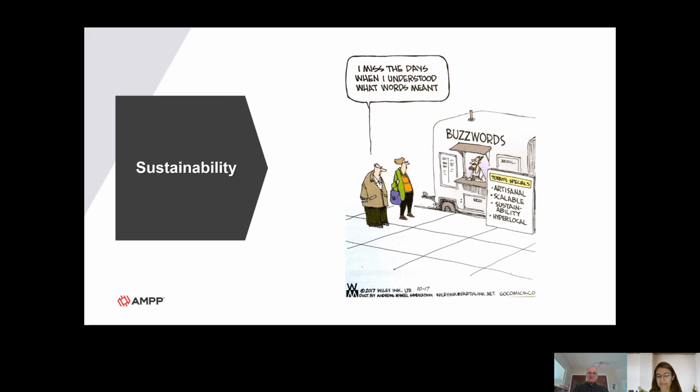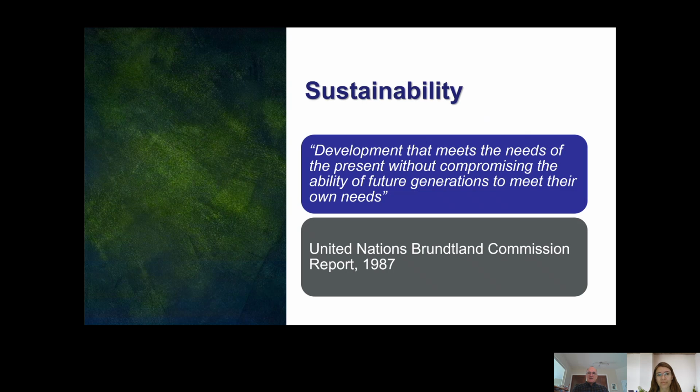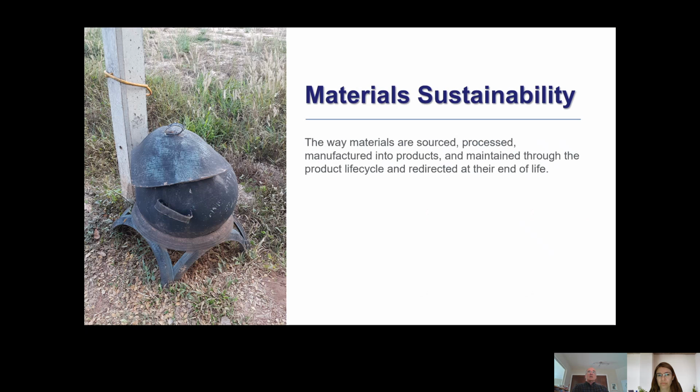Okay, the next slide, please. One of the best definitions, I think, in our context is: the development that meets the needs of the present without compromising the ability of future generations to meet their own needs. And that came from a UN report in 1987. Okay, so the next slide.